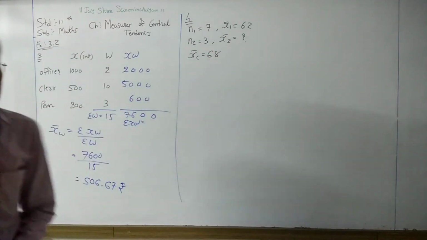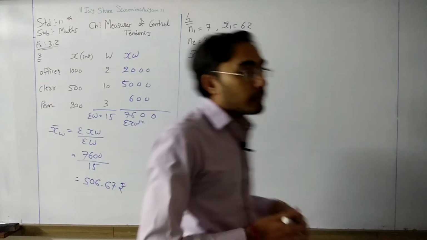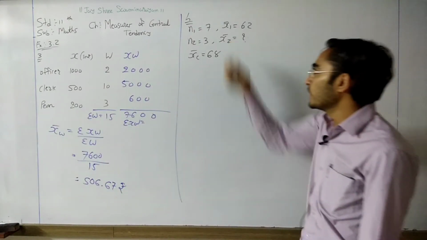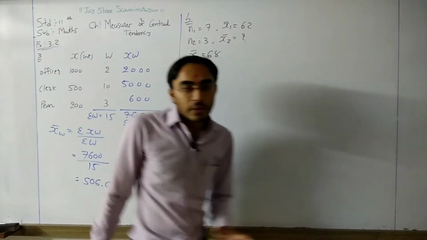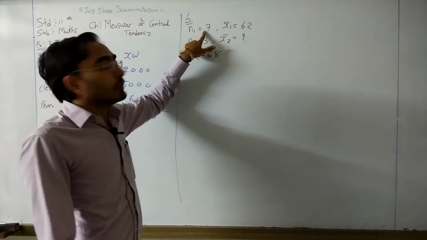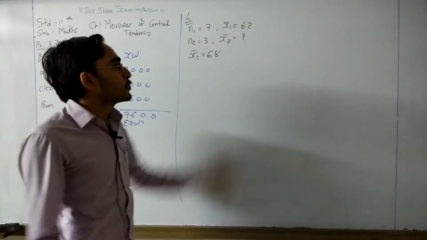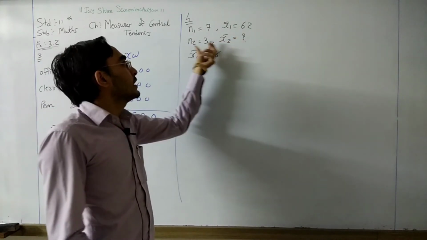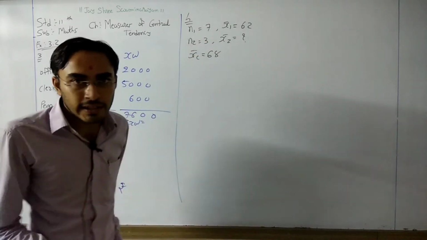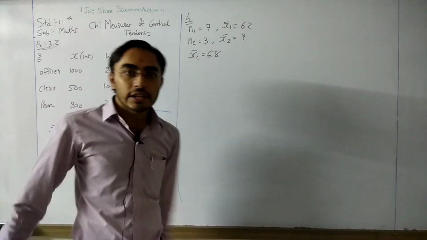Okay, we need to find the value of x2 bar. Here we do not need to find the combined mean, because the combined mean is given to you. For 7 theory papers, N1 is 7 and the mean is 62, so x1 bar is 62. We need to find x2, the mean for the practical papers. There are 3 practical papers, and the combined mean for the entire examination is 68.